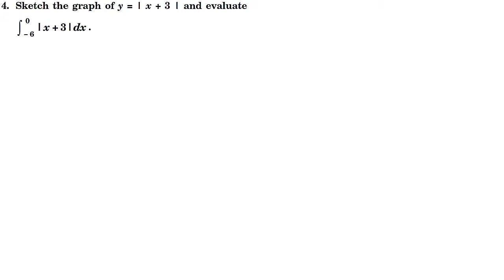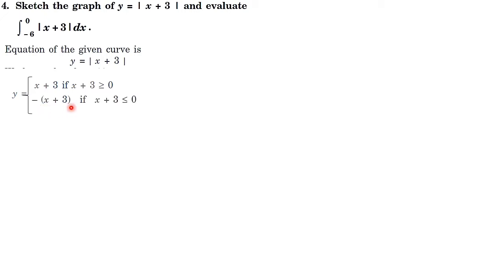So let's take y equal to mod x plus 3, and by using the definition of the modulus function, first we will define this without modulus. That is, y is equal to x plus 3 if x plus 3 is greater than or equal to 0, and minus of x plus 3 if x plus 3 is less than or equal to 0. Whether y takes positive or negative x plus 3 depends upon the value of this expression. X plus 3 greater than or equal to 0 means y takes x plus 3; x plus 3 less than or equal to 0 means y takes minus of x plus 3.